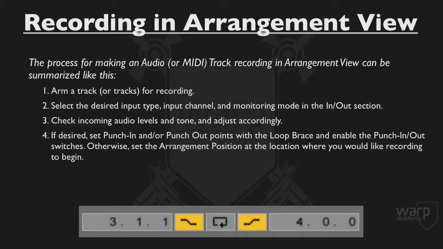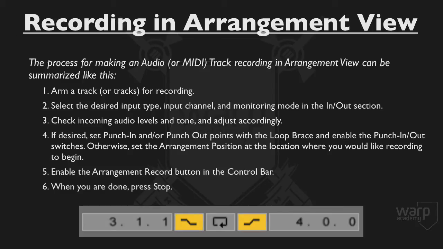If desired, set the punch in and punch out points with the loop brace and enable the punch in and punch out switches. Otherwise, set the arrangement position at the location where you would like to begin recording. Enable the Arrangement Record button in the control bar, and when you are done, press stop.